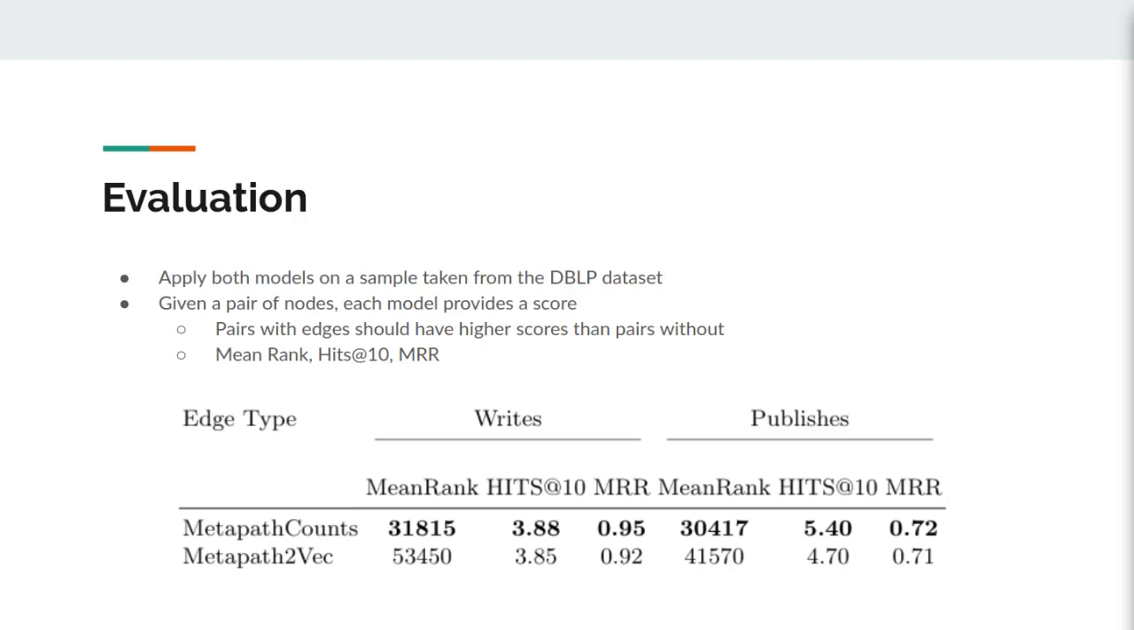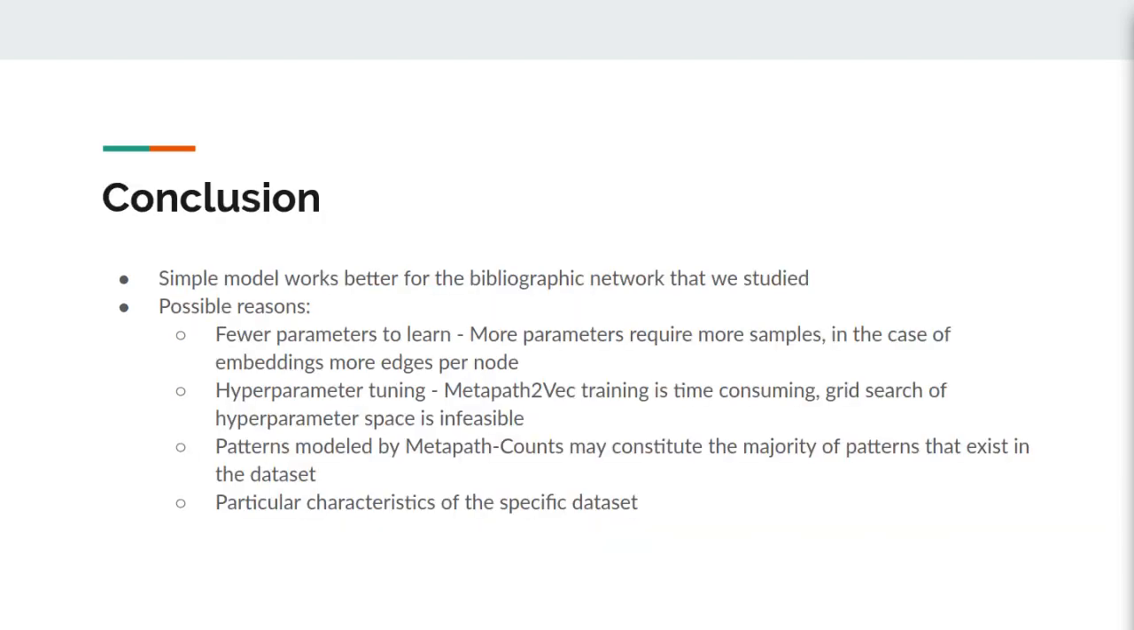We evaluate this outcome using three measures, based on ranking the pairs according to their scores. For min rank and MRR, the optimal value is 1, and for hits at 10, the optimal value is 10. The evaluation is performed for each of the two edge types of the dataset separately. As we can see, Metapath Counts achieves better scores on both edges and for all three metrics. In conclusion, the simpler model, Metapath Counts, achieved a better outcome.